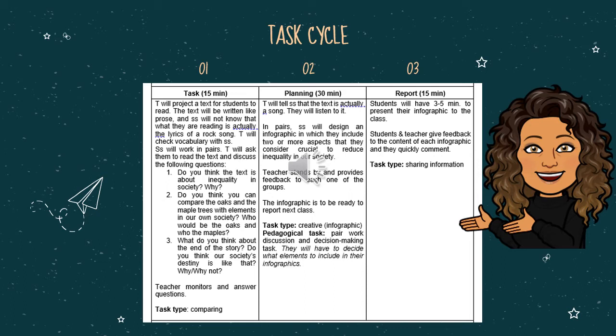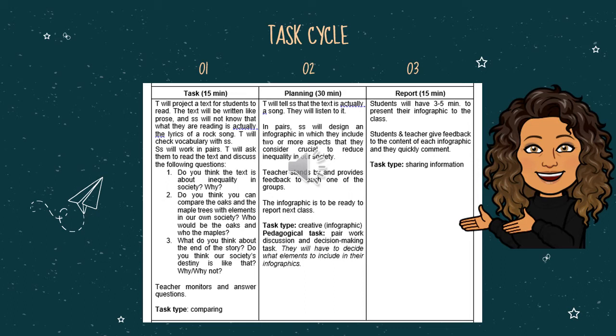And then during the planning stage, I would tell them that what they have just read is a song. And I would play the song so that students can practice their listening, so that they know that you can approach a song in a different way, because they started seeing it as a piece of prose, and now they see the actual format.